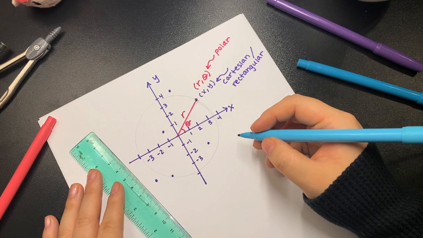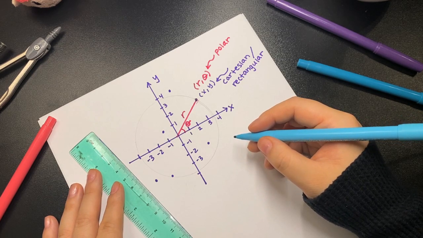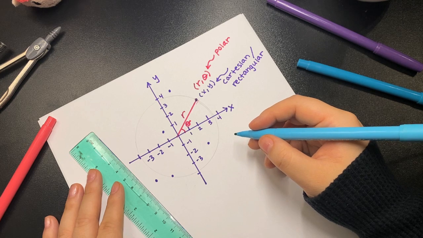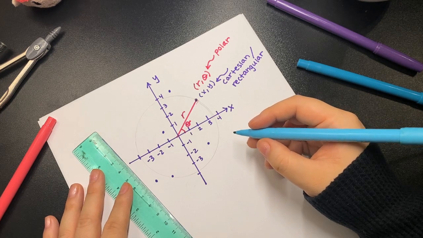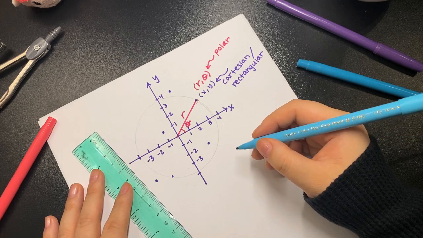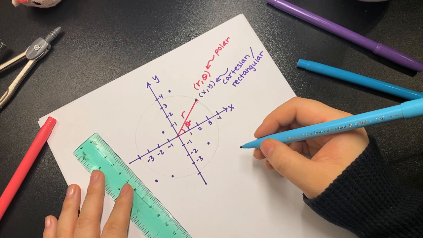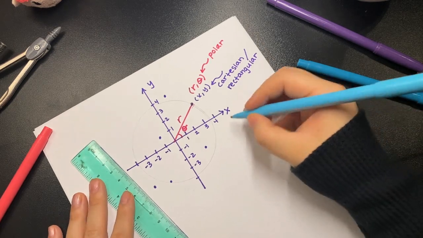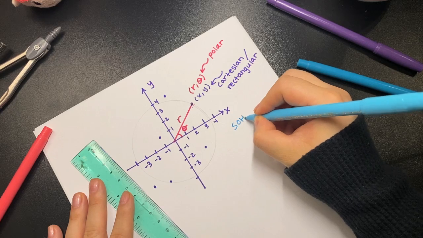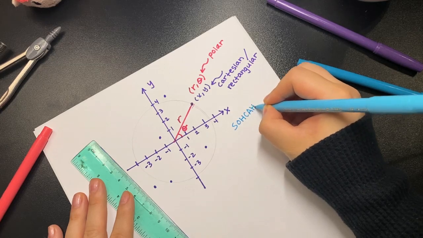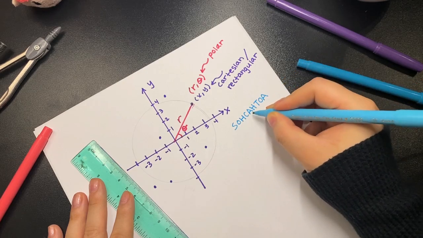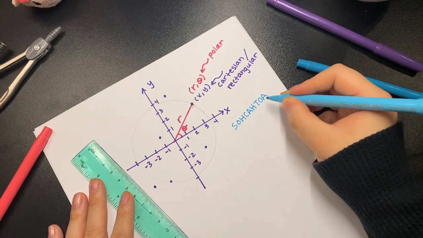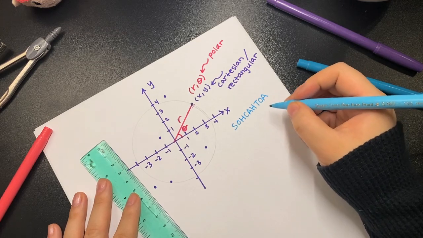SOHCAHTOA, that's our sine is opposite over hypotenuse. Cosine is adjacent over hypotenuse, and tangent is opposite over adjacent, right? SOHCAHTOA. Sine opposite hypotenuse, cosine adjacent hypotenuse, tangent opposite over adjacent.